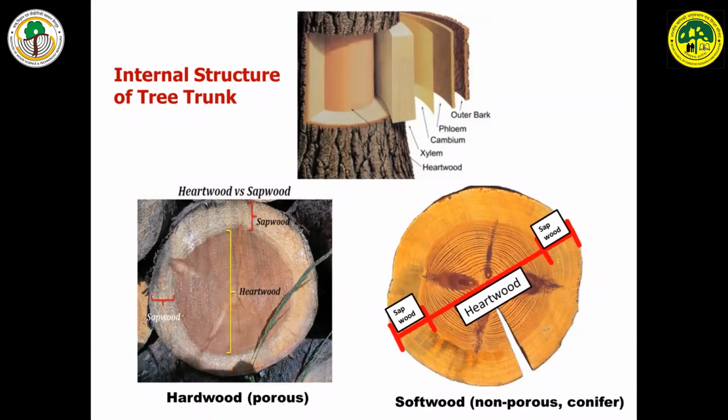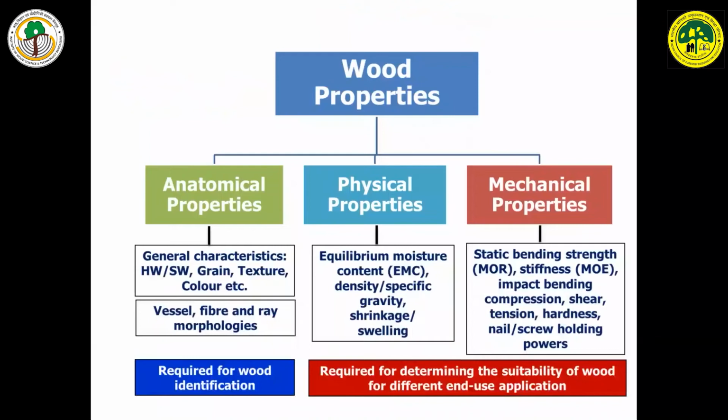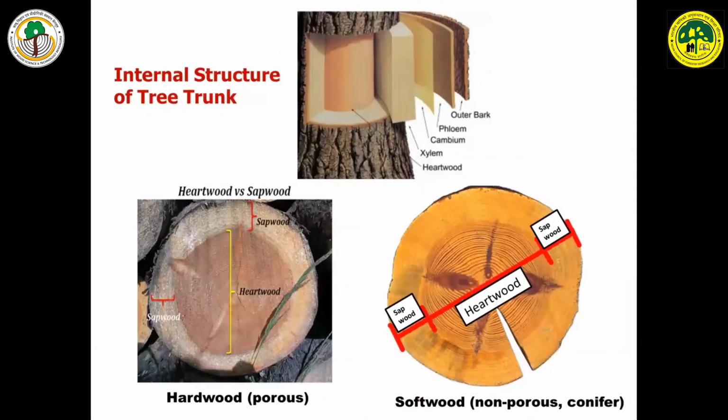So first we see the outer bark, then phloem, then cambium, and xylem is the sapwood, and then heartwood. This is how the tree trunk structure looks. Now, both types of wood carry certain properties, and based on those properties, different tree species are recommended for different types of applications.